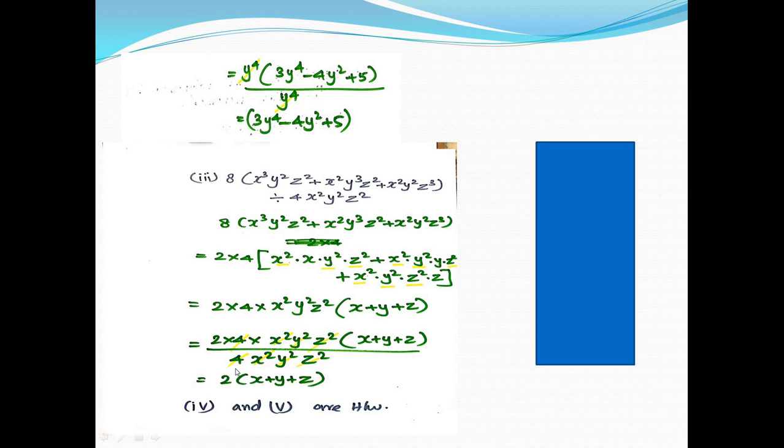So what will we get? Strike off this 4 and strike off x square y square z square from the numerator and the denominator. The solution will be 2 multiplied by x plus y plus z.